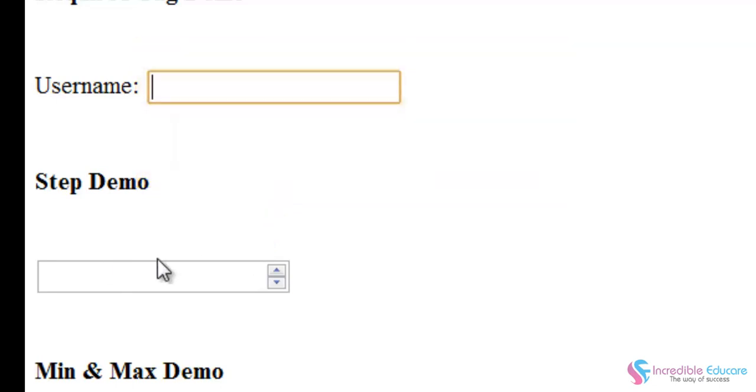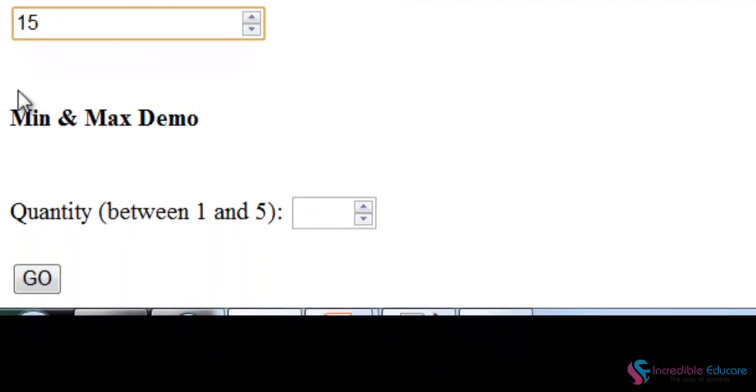Next is the step tag. As we have defined step as 3, it will give us the freedom to input 3, 6, 9 and so on. Last is min and max. The upper bound is 5 and lower bound is 1. So one will be able to input maximum 5 and minimum 1.